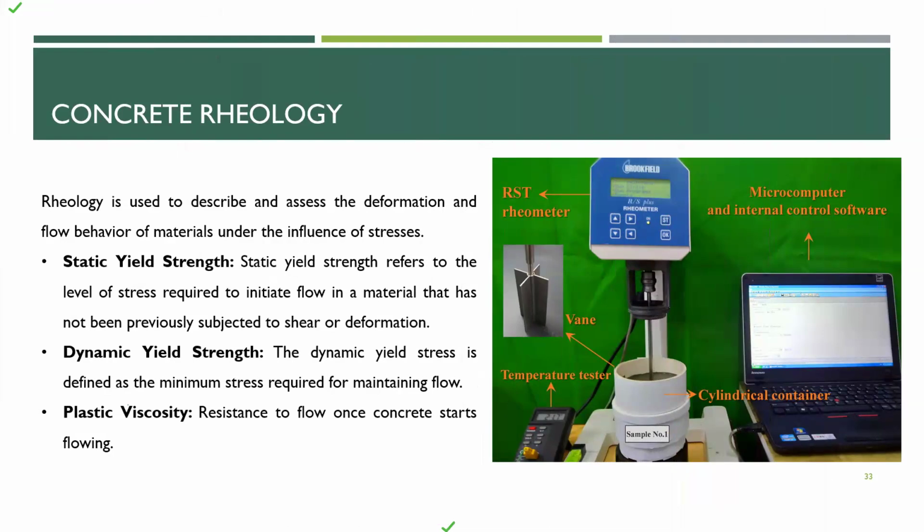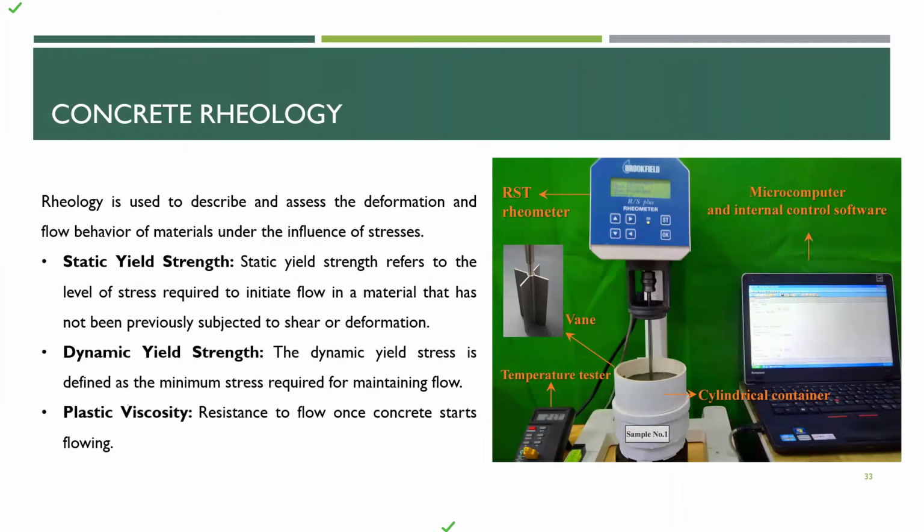In rheology, we try to measure three basic parameters which are important to say whether concrete is printable or not. One is static yield strength, the other is dynamic yield strength, and the third one is plastic viscosity. Static yield strength refers to the level of stress required to initiate flow in a material.